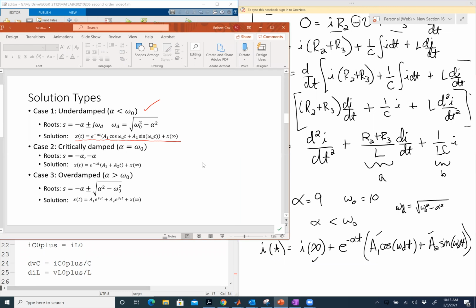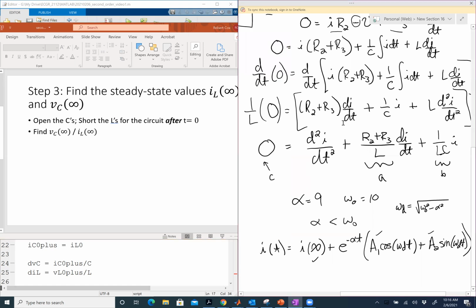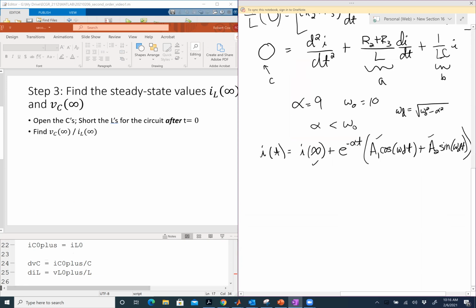All right, step 3 for me is to say I need to find the steady state values, IL of infinity and VC of infinity. So I basically need to look at the circuit that exists after t equal to 0, and I need to open the capacitors and short the inductors. That's what happens, we said, if we wait long enough and we reach steady state: our capacitors become opens and our inductors become shorts. So we need to find VC of infinity and IL of infinity. All right, so let's do that.